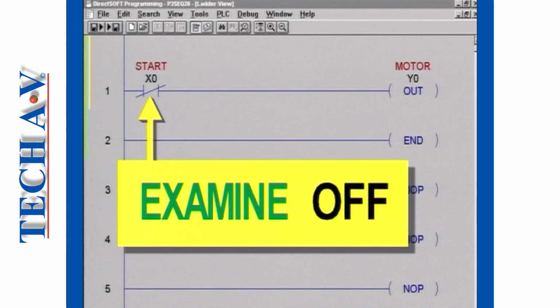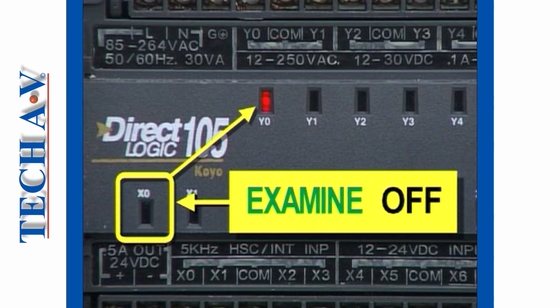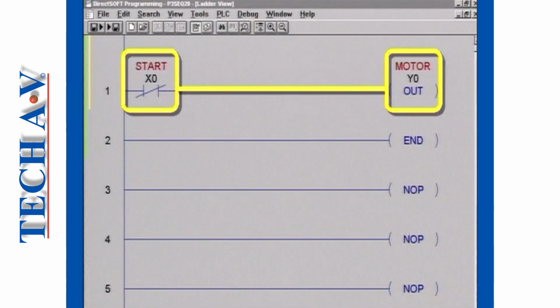On a ladder logic diagram, we refer to these contacts as examine off, because the logic is telling the controller to examine the input location for an off voltage signal, and if it finds it there, to pass power along the rung.